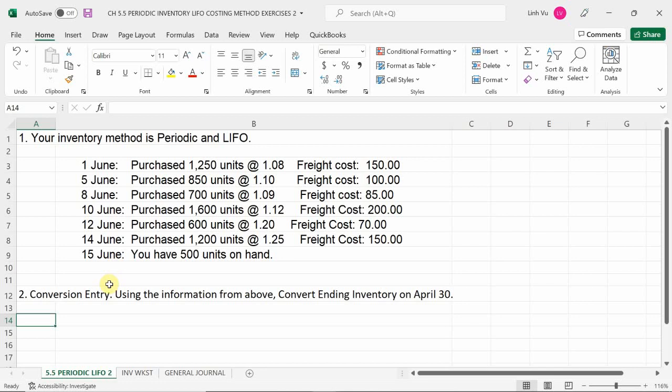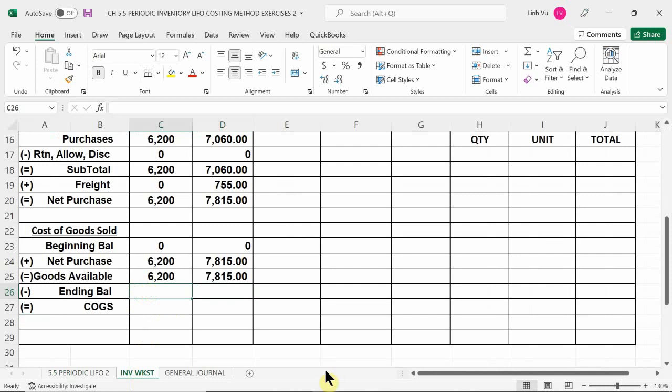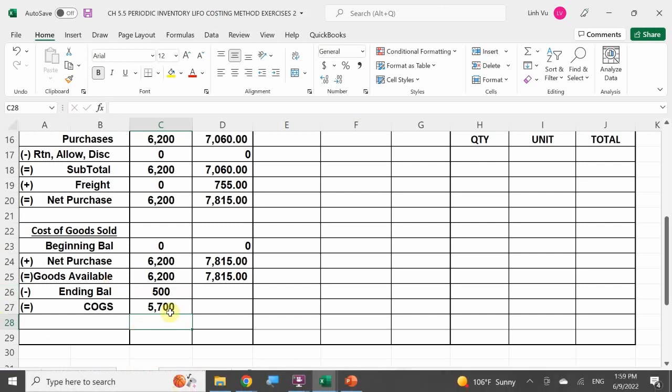It says right here, you have a total of 500 units on hand. So that's my ending balance right now. That means how many units have I sold so far? If I started out with 6,200 units and I have 500 remaining, the assumption here is I must have sold 5,700 units. Excellent. That's exactly what we need to solve for.